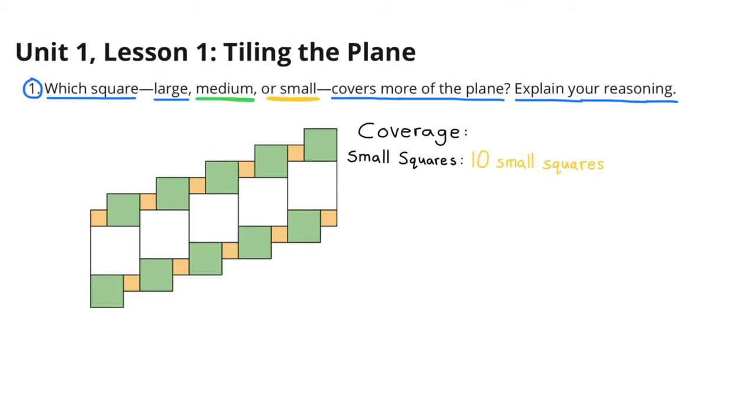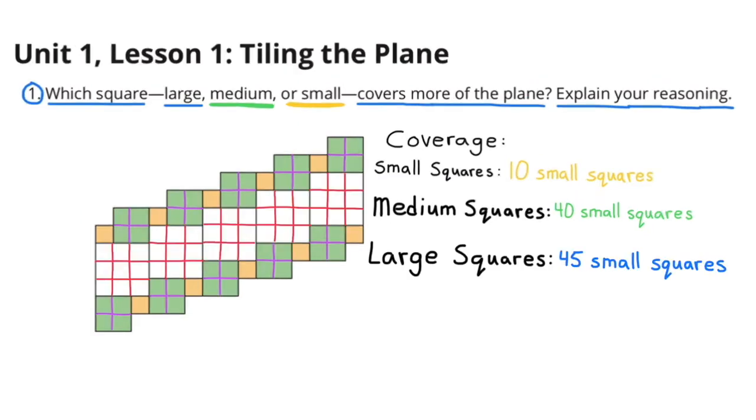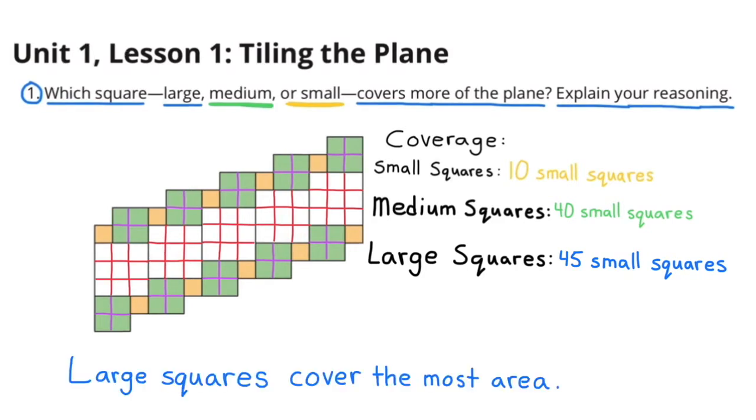For the small squares, they cover 10 small squares. The medium squares cover a total of 40 small squares, and the large squares cover a total of 45 small squares. The large squares cover the most area.